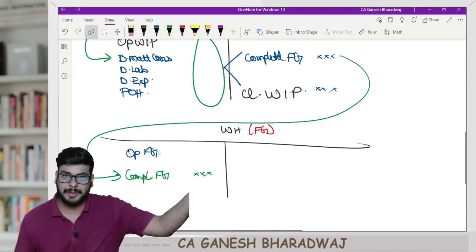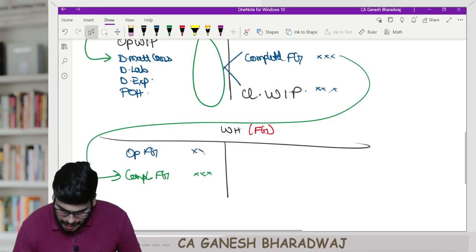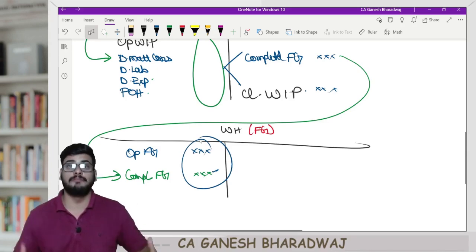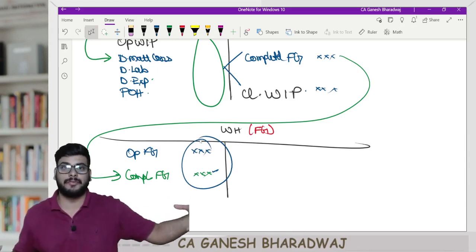Of the previous period itself, I produced but couldn't sell it, right? I'm holding it as stock. Apart from that, in the current year I have produced this. So this is the total number of units available for sale. This is the total number of FG that you have.